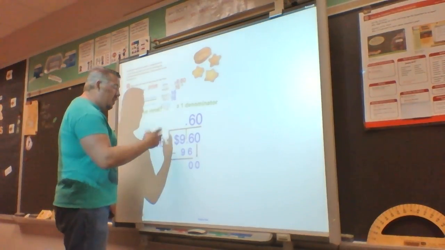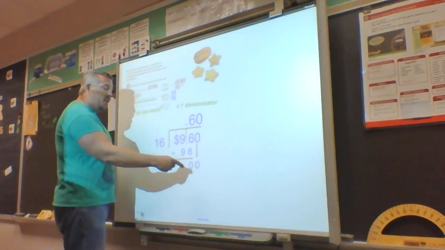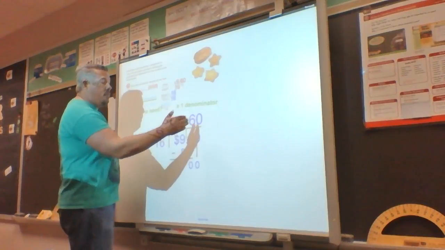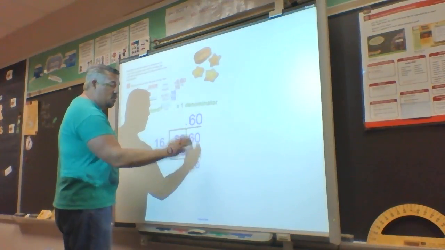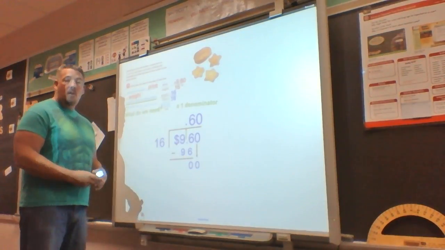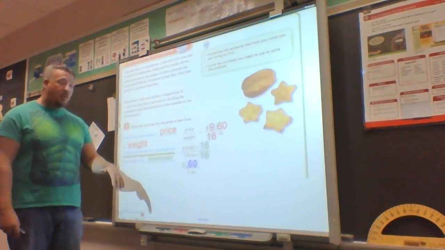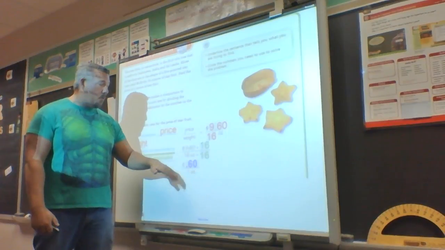Once I do, the 16 times 6 does indeed give me 96, but it's a money problem, so I know I have to have 2 decimal spaces. So I bring down that 0 and raise it up, so I can see that it's going to be 60. So what we're saying is that my unit rate is 60 cents per ounce.